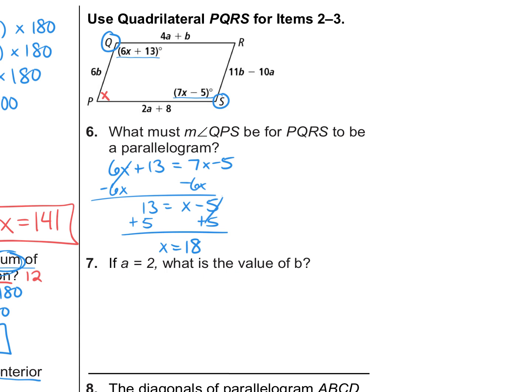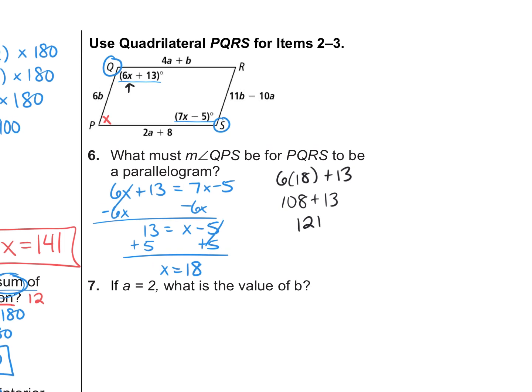We can plug it in, right? Does it matter which one of those I plug it into? No. Nope. Which one do we want? Q or S? 6x. Okay, so we're going to plug it into Q here. So I have 6 times 18 plus 13, which gives us 108 plus 13, which is 121. What did that just give us? 121 is angle Q and angle S.